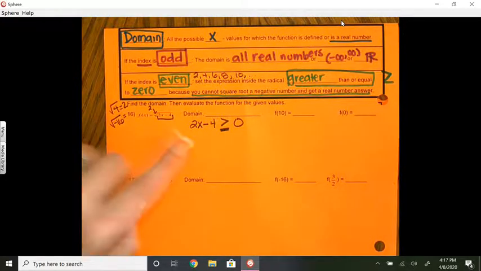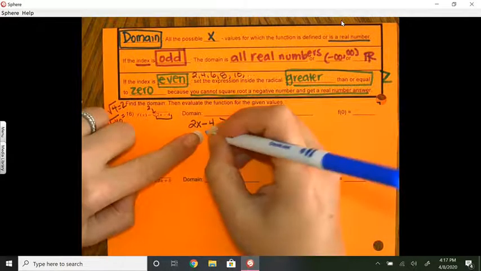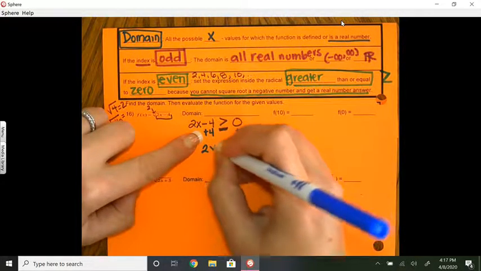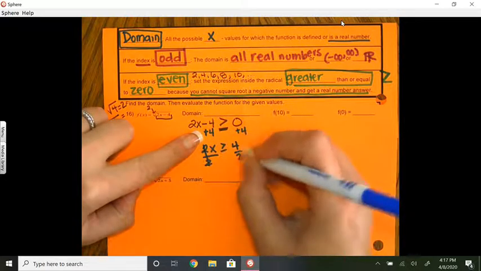So then we're going to go ahead and solve this. Remember, if you divide by a negative, you flip the sign when you work with inequalities. So we're going to add 4 to both sides, and we're dividing by 2, so we don't need to flip this sign.